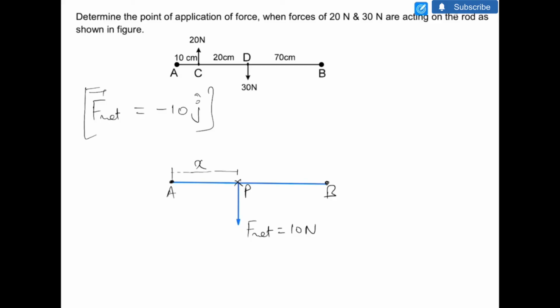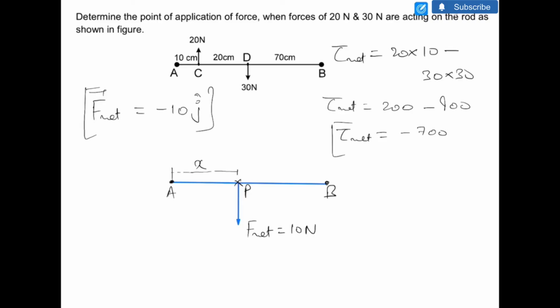Now, in the second step, let us find the net torque acting on the system. The net torque would be 20 into 10 in the anti-clockwise sense, and the torque of 30 Newton would be in the clockwise sense, so there would be a minus sign. So 30 into 30, because this distance is 30, since this is 20. So the net torque acting on the system is 200 minus 900, which is minus 700.